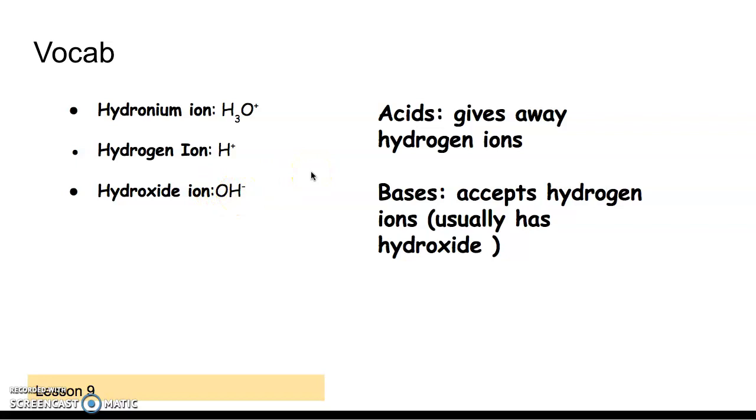So I talked about all of this because there are several definitions for acids. But the one that we're going to use for this class is that acids give away hydrogen ions. So any molecule that gives away H plus is an acid. Any molecule that accepts hydrogen ions or that has OH minus, we're going to call a base.